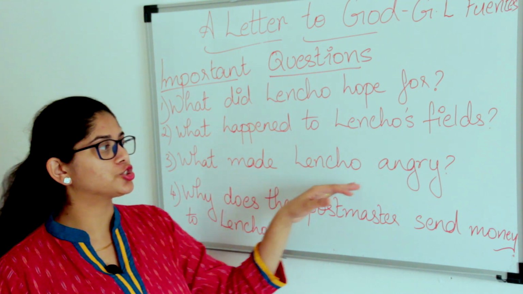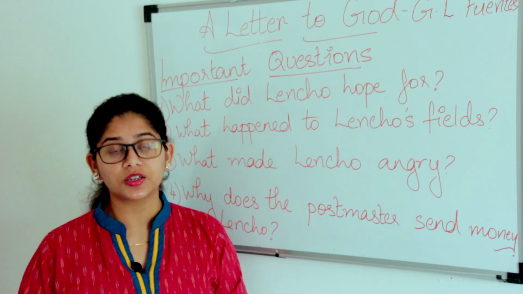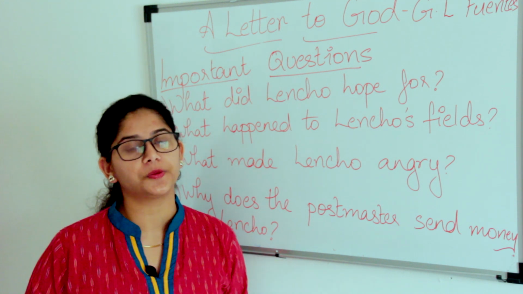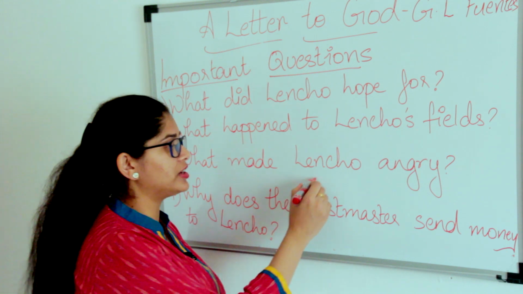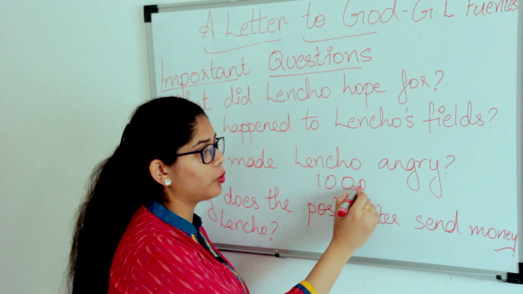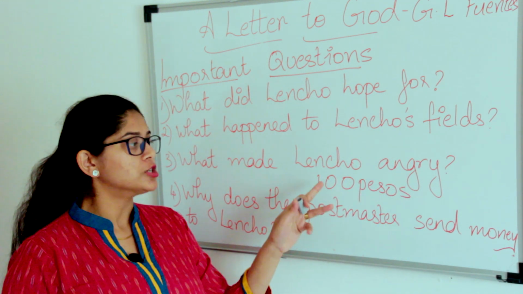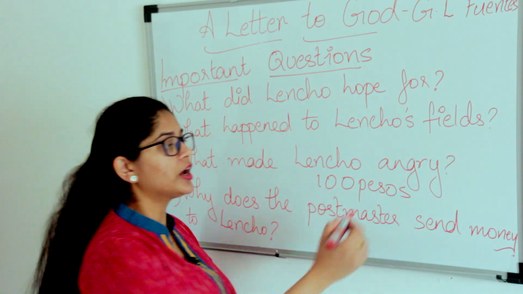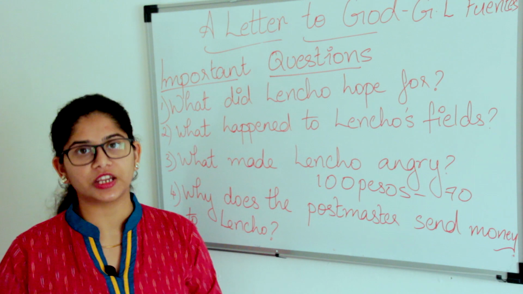What made Lencho angry? Lencho was angry because he asked God for 100 pesos, and what did he receive? He received only 70 pesos. I hope you remember what we mean by pesos. Peso is the currency used in Mexico. So he asked for 100 pesos and received only 70 pesos. That was the reason why he was very angry.